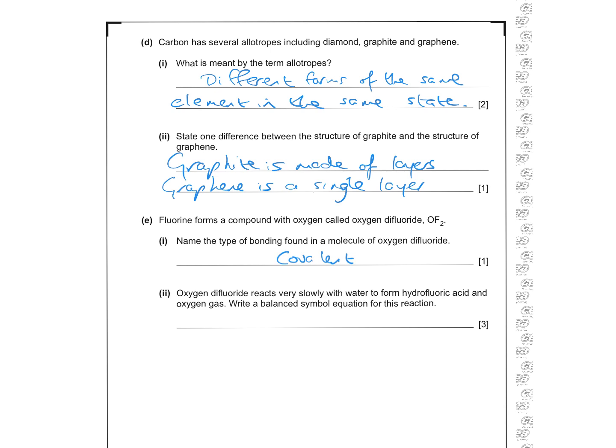Part 2, we have to write a balanced symbol equation for the reaction here. We've got oxygen difluoride reacts slowly with water. In part 1, we've been given the formula of oxygen difluoride. It reacts with water, which you should know is H2O, and it goes to form hydrofluoric acid. That's a bit of an unusual acid, but you've come across hydrochloric acid, which is HCl. This is going to be the same type of thing, only it's going to be HF. And oxygen gas, which is O2. To balance it, you should be able to see then a 2 is needed in front of the HF.